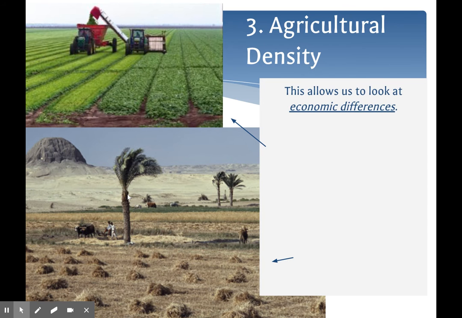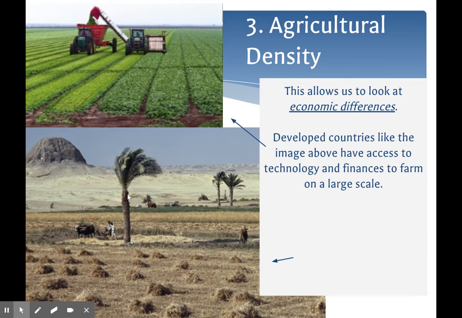There's a couple of reasons why. A lot of them come back to economic. Developed countries, like you see in the image above, have access to technology and finances to farm on a large scale. So you might have one farmer owning thousands of acres of land, and he can farm that because he has tractors, he has combines, he has all these different tools to help grow his crop and allows him to farm a large area of land.